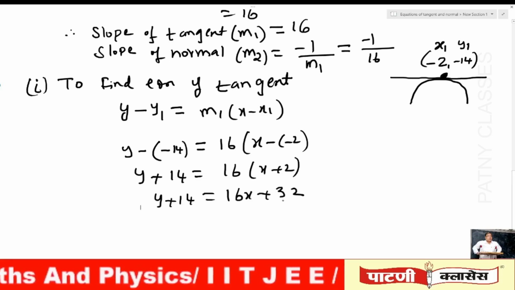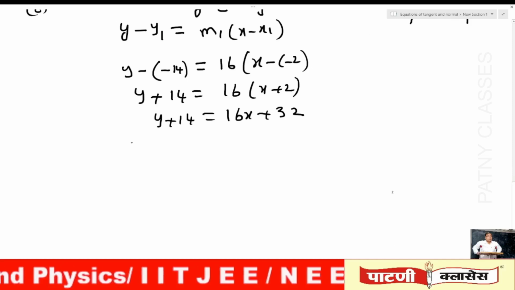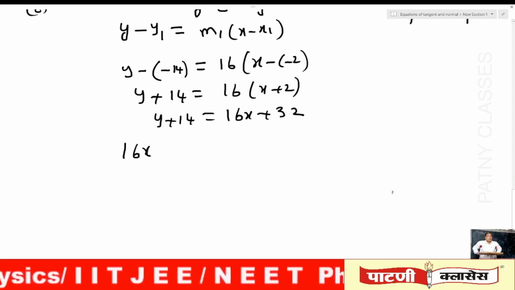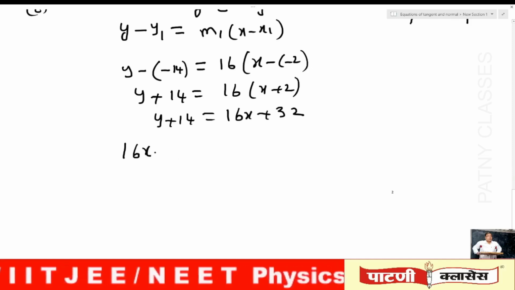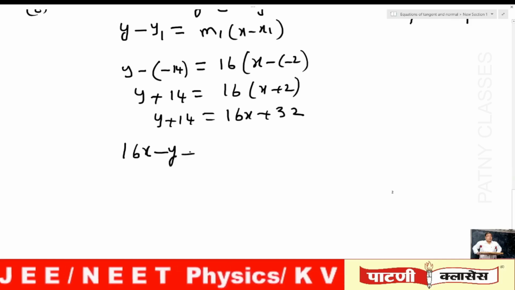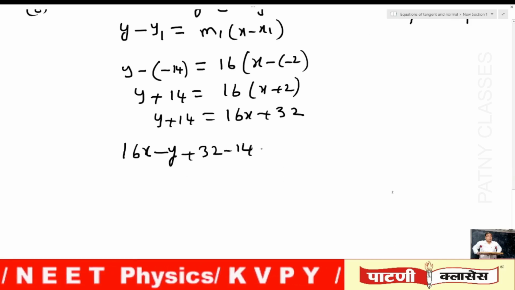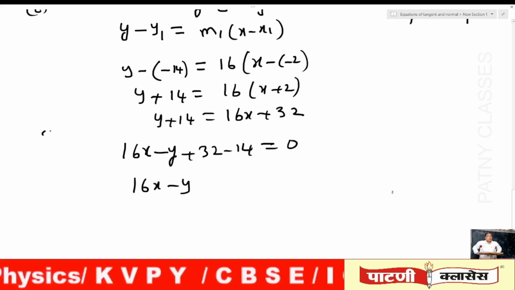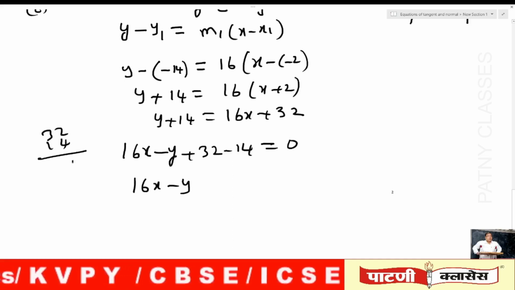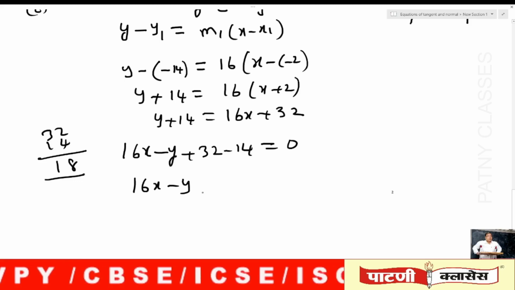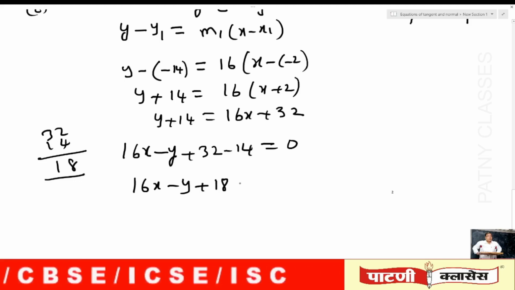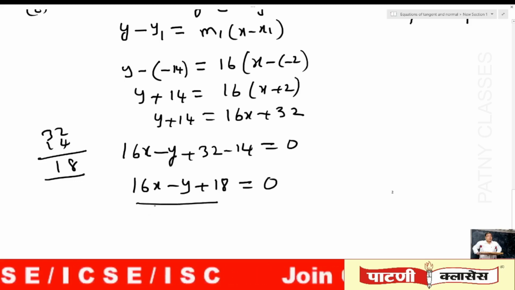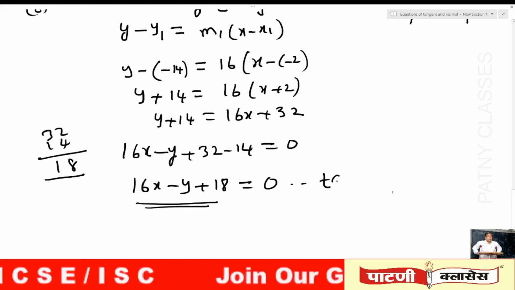Now we need to simplify. As per my habit, I always keep the x term positive. So I take y to that side and 14 to that side, equals 0. So 16x minus y, from 30 to 14 will go, plus 18 equals 0. This is the equation of tangent.